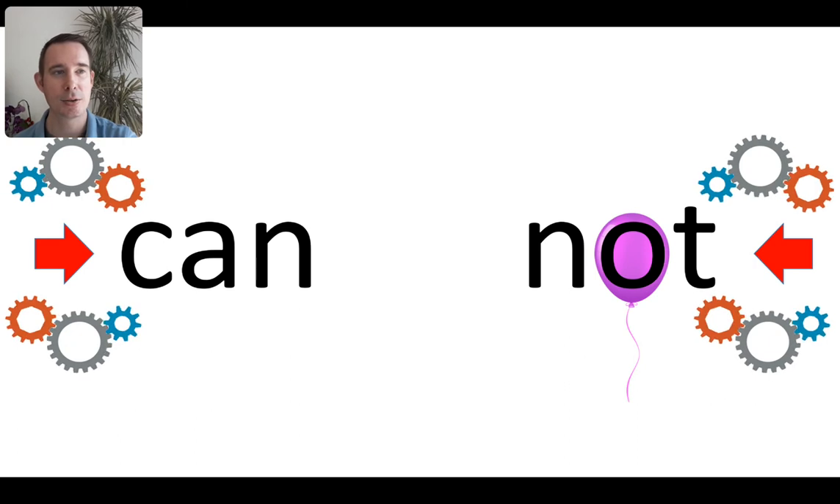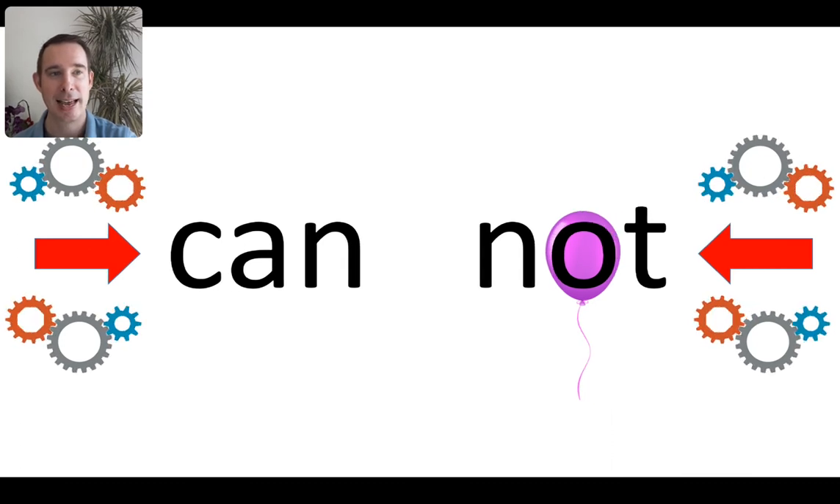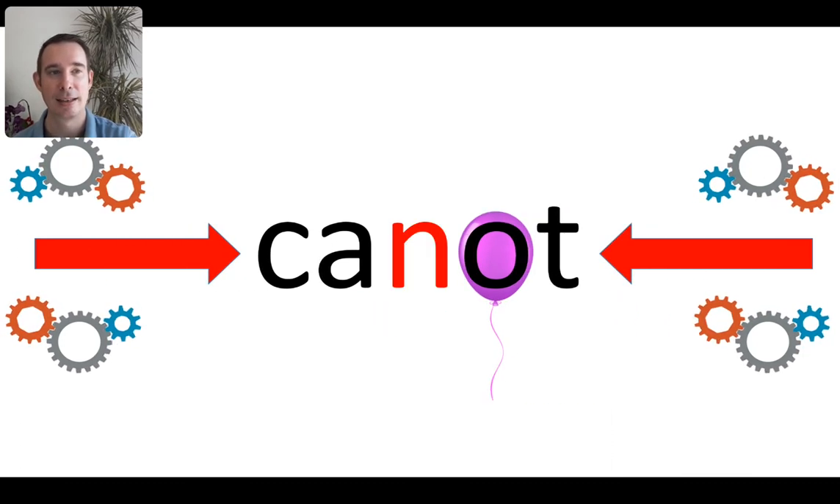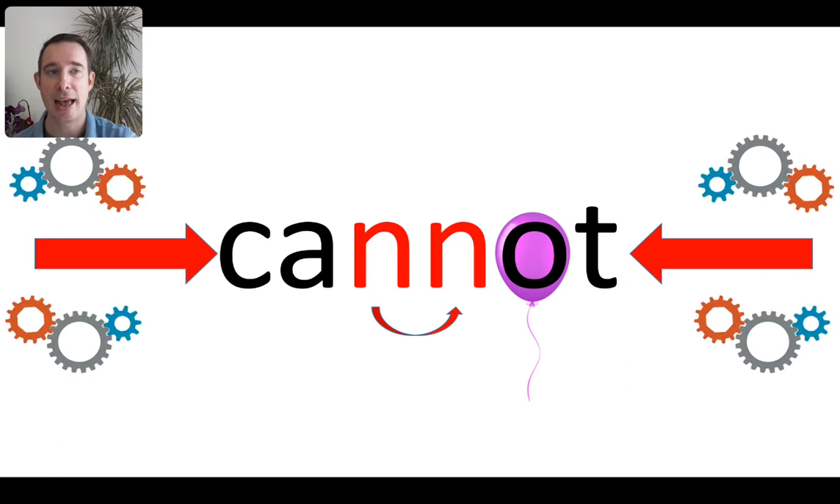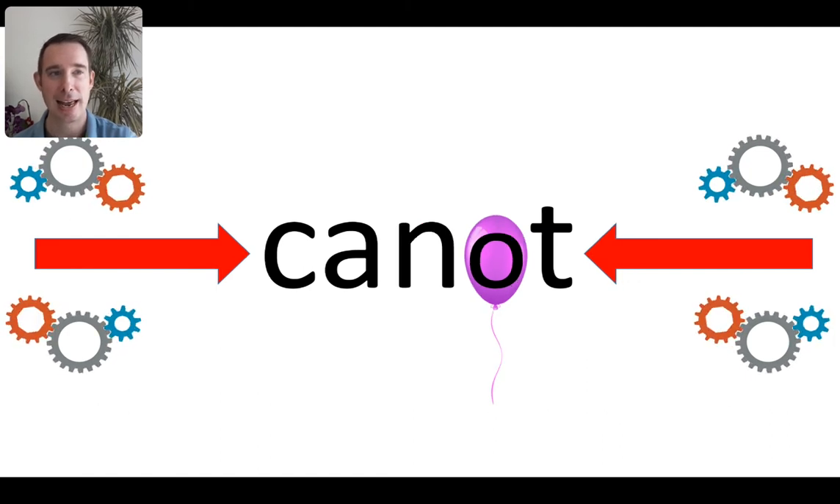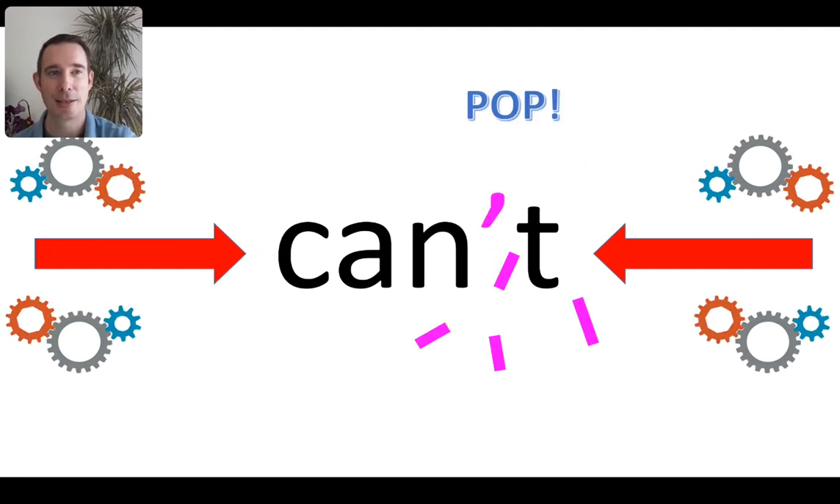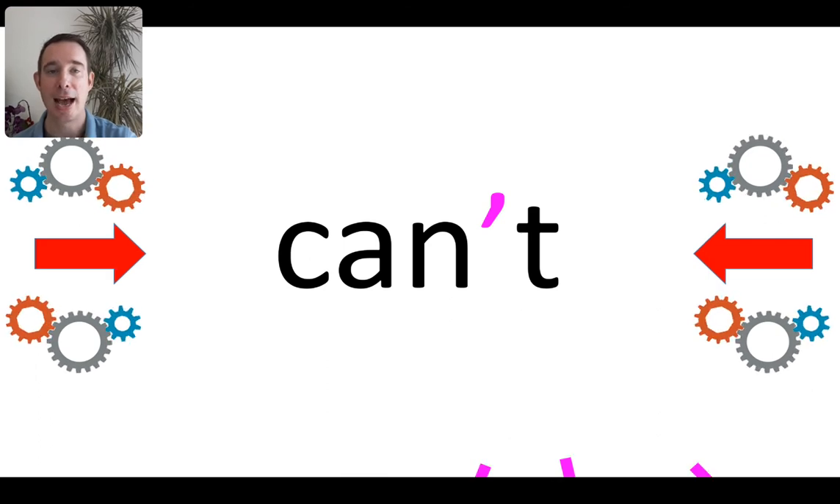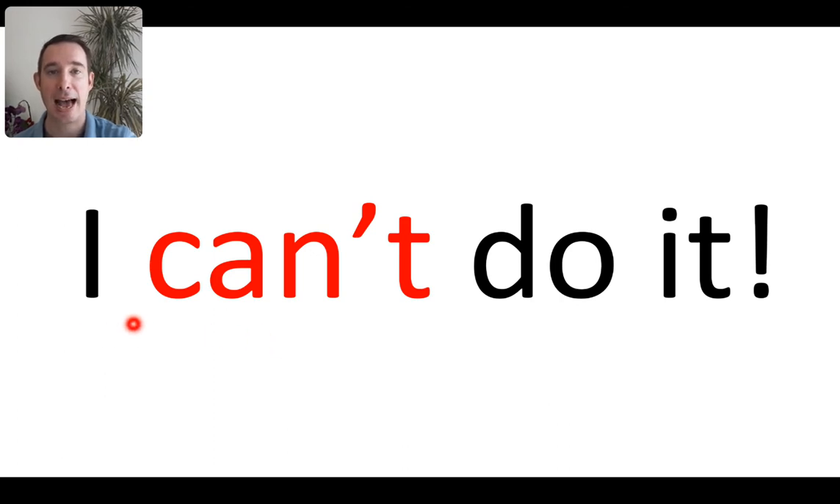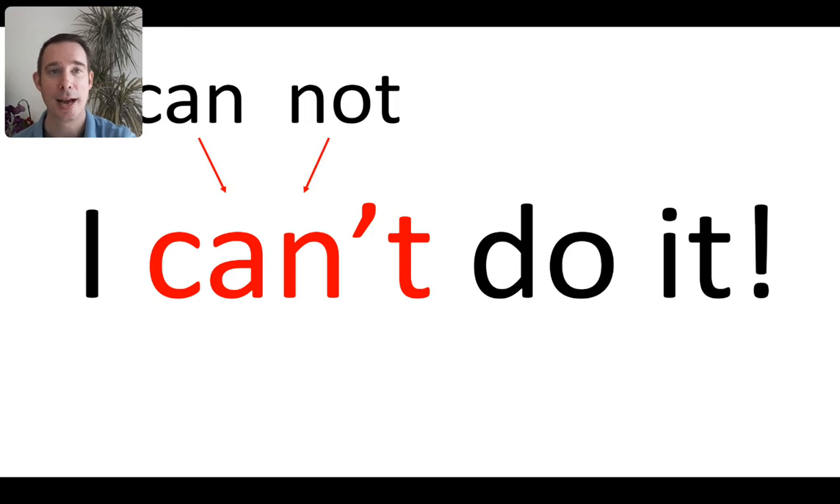So back in the machine it goes. Remember that the O is the balloon ready to be popped. Cannot, cannot. Now the two N's squished together. Did you see that? We have the N at the end of can and the N at the beginning of not, and they got squished into one first, but we're still squishing. Pop that balloon, pop. The pieces fall, but the apostrophe stays. Now we have the word can't. Let's put it back into our original sentence: I can't do it. Remember, can't is now the contraction of can and not.